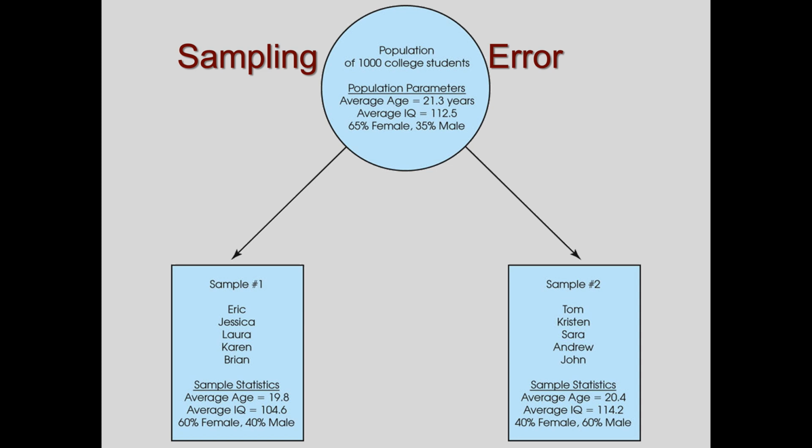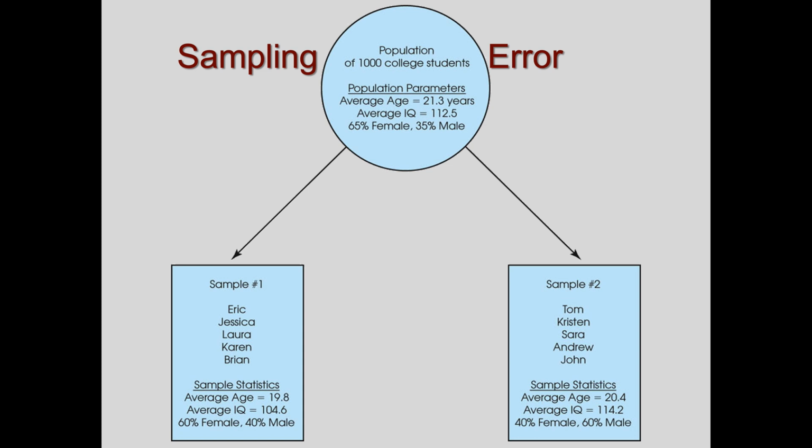Parameters always have to do with the entire population. It does not say population statistic. Statistics have to do with samples. So the population parameter, the average age is 21.3 years. That's for the entire population. The average IQ is 112.5, and the population is made up of 65% female and 35% male.